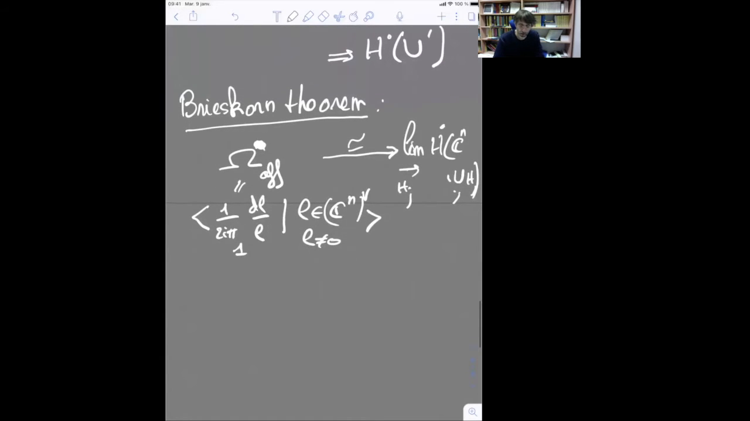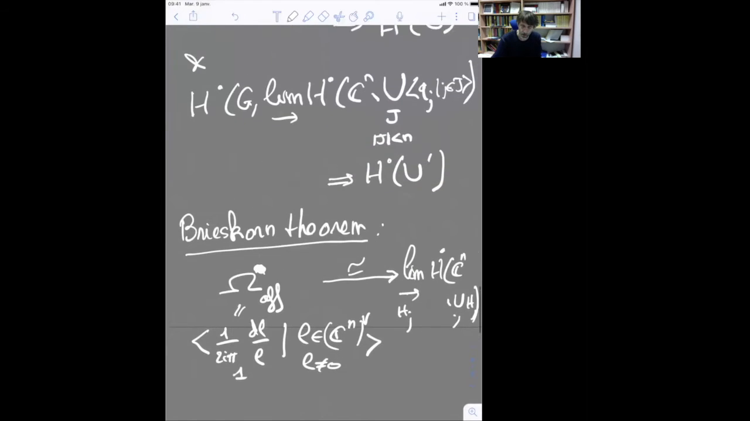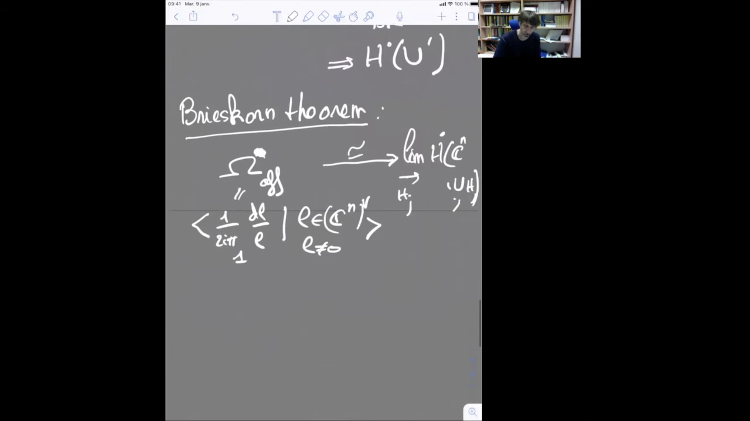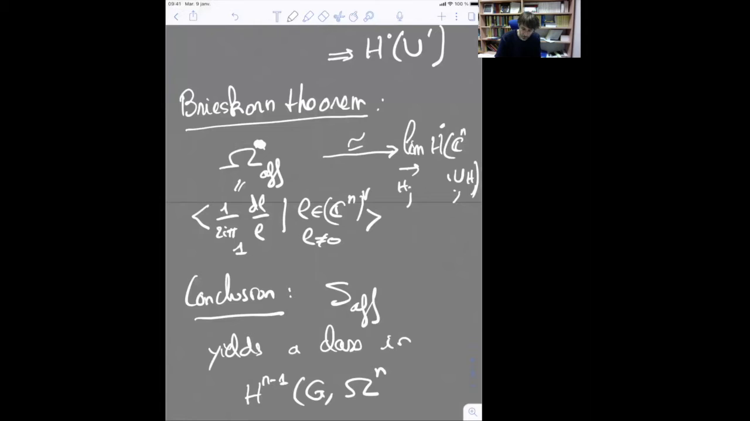But already this theorem is quite remarkable, and so when you use it, since we have a cohomology class with values in the cohomology of Cn minus hyperplanes, and since when you erase hyperplanes there is no cohomology in degree less than n, the first degree when you have cohomology is degree n, and so the conclusion is that the class S affine yields a class in the degree n minus 1 cohomology of G with values in the degree n part of this algebra.